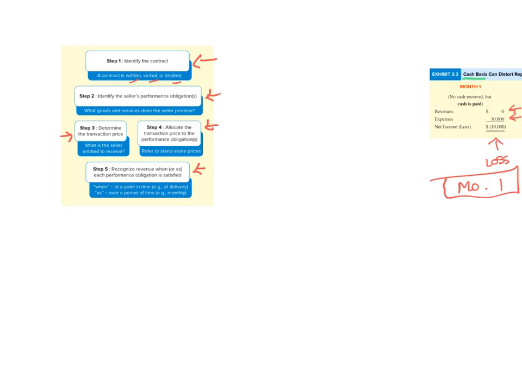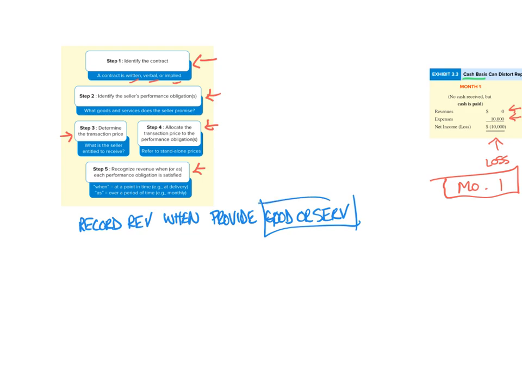Ultimately, our goal is going to be to record revenue when we provide a good or service, which ultimately this good or service is going to be our performance obligation. So ultimately we record revenue when we complete our performance obligation, and the amount that we record it for is the amount that we believe we're entitled to receive, or in other words, the transaction price, so long as we expect that we're going to receive payment.